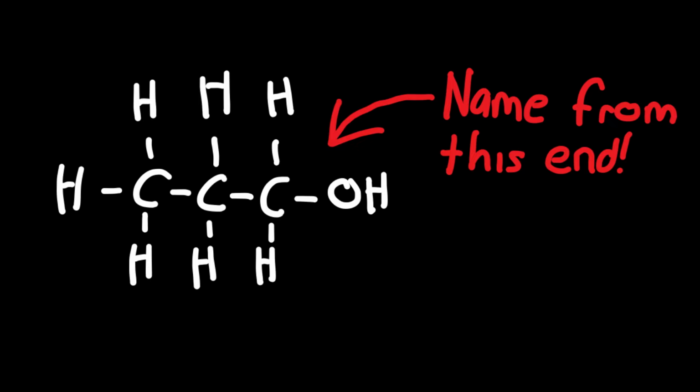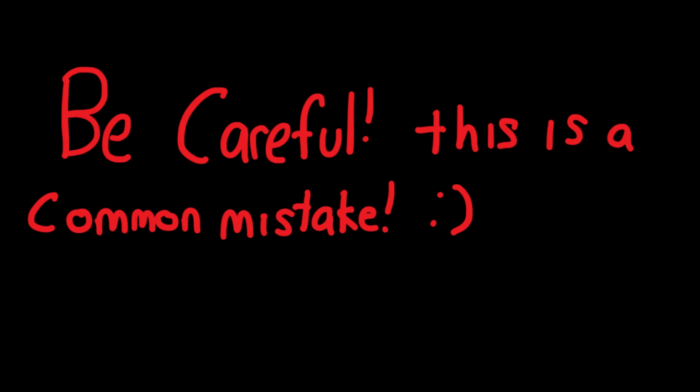When drawing an expanded formula for alcohol, it is pretty much the same as the others. You name it from the end that the alcohol is attached to make the smallest possible number you can make. You just need to be careful about where you name them from and where things are placed, as it can be easy to make mistakes when naming and drawing them.